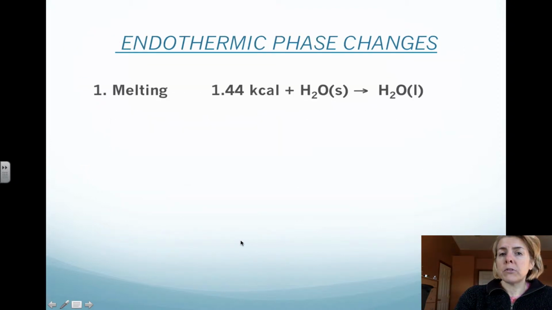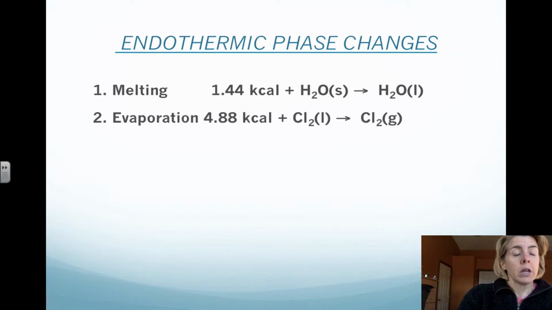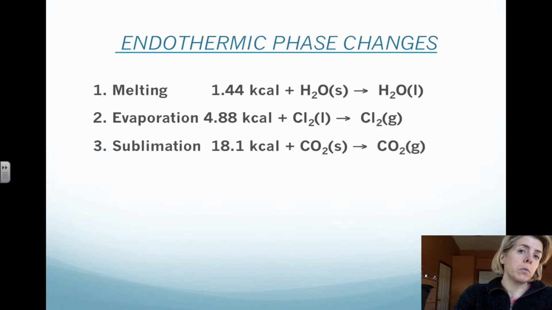Looking at endothermic changes, it makes sense: melting. Me holding this ice cube in my hand, I'm actually adding heat to the solid, and as a result, the solid is becoming a liquid. Evaporation. Anytime you are trying to make the liquid become a gaseous phase, you're adding energy to the system. Sublimation. Sublimation would be dry ice, and I'll make sure I bring some dry ice in to do a demonstration with you. With sublimation, we're going from a solid phase to a gas phase, and in order for that to happen, we need to have energy put into the system.